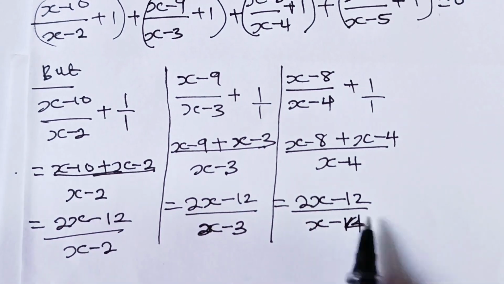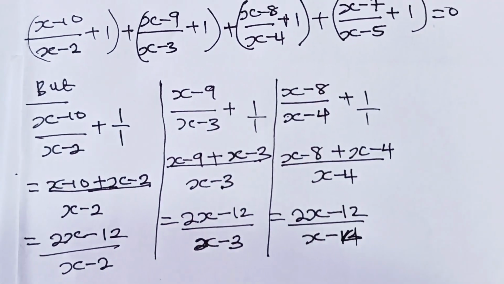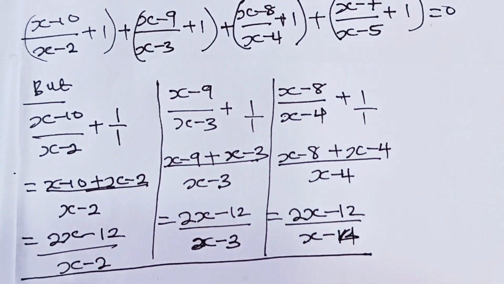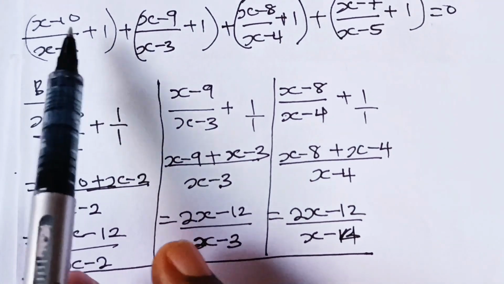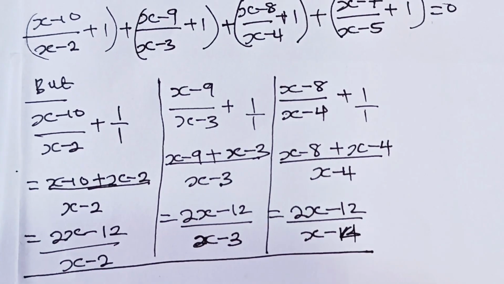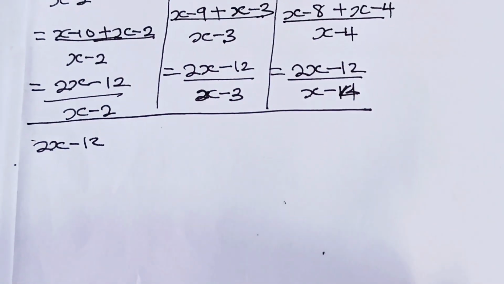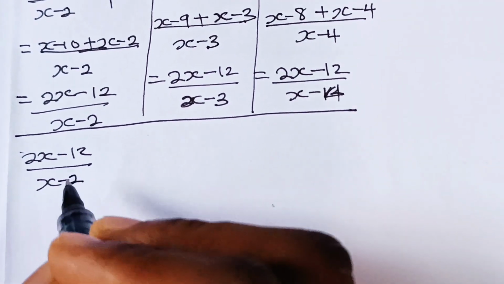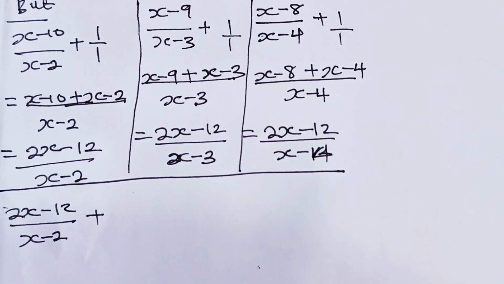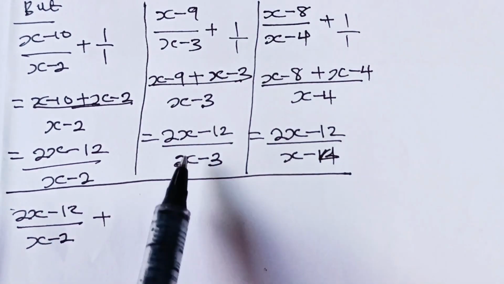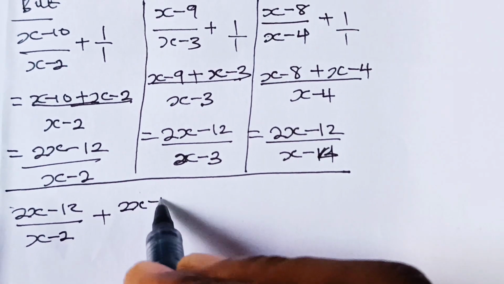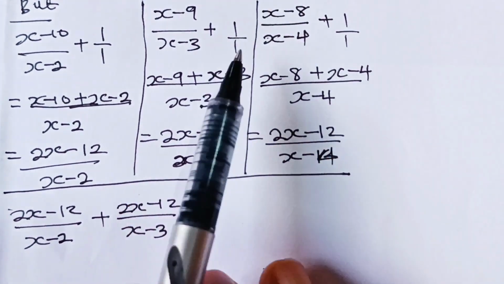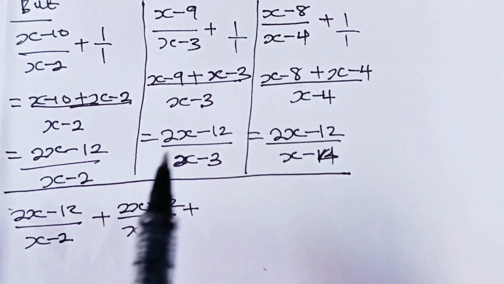So we are now going to substitute the whole of this into what we just got. For this particular one, it will be 2x minus 12 divided by x minus 2. Plus, for the second one, 2x minus 12 divided by x minus 3, plus, for the third one, it is also the same thing. This one is still the same thing.